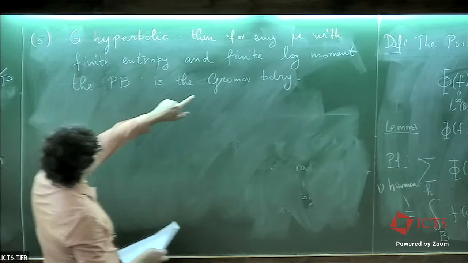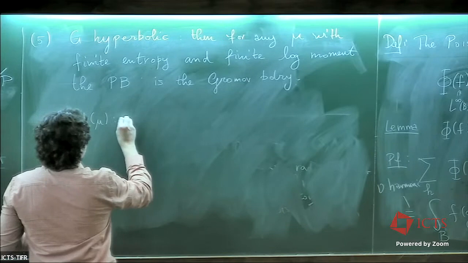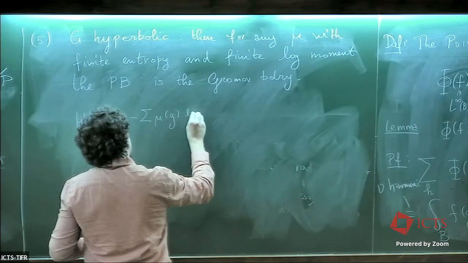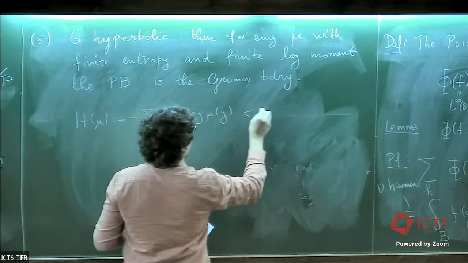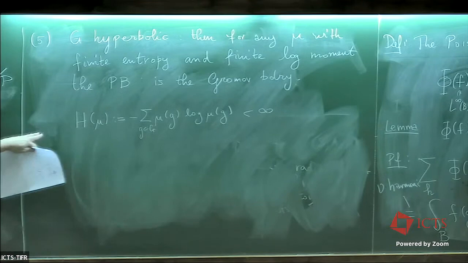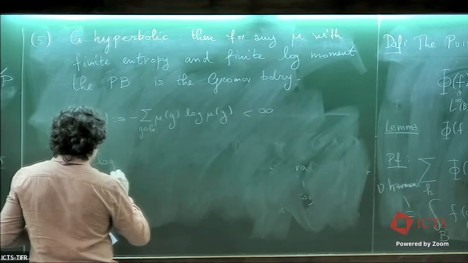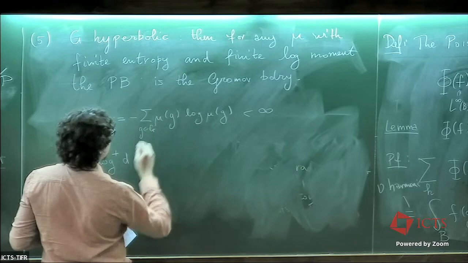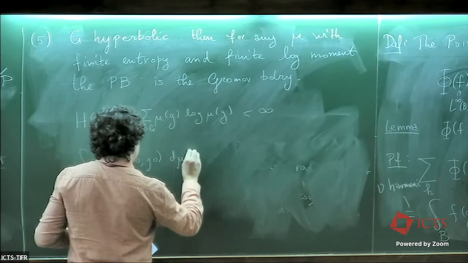So in fact, what is the entropy? The entropy of a measure is minus the sum of mu of g log mu of g. For the moment, we just need this to be finite. Then there will be a dynamical version of this, which is more relevant, but let's say this is finite. And the finite logarithmic moment means that the integral of log distance, on where you act, so for instance on G itself in this case, the average of that is finite.